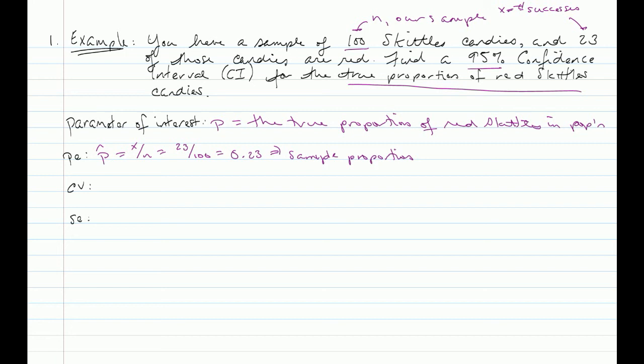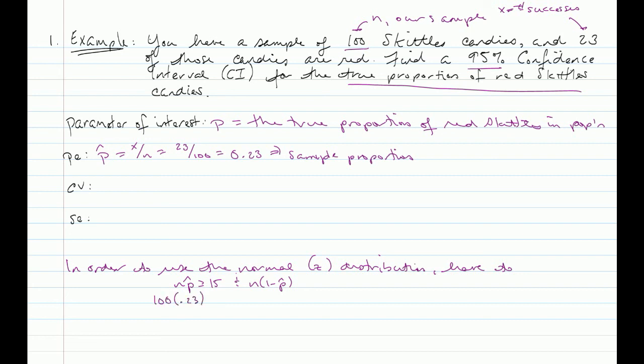The next thing I need to do is figure out my critical value. In order to use the normal distribution, or the Z distribution, I have to check my sample size. I have to have at least 15 successes and at least 15 failures. Normally we would do N times P, the true proportion, and N times 1 minus P, the true proportion again, but we don't know the true proportion. And so instead we're going to use P hat. So we're going to do 100 times 0.23 and 100 times 1 minus 0.23, and these are both greater than 15. So we're good to go. We can use a Z critical value. Yay!